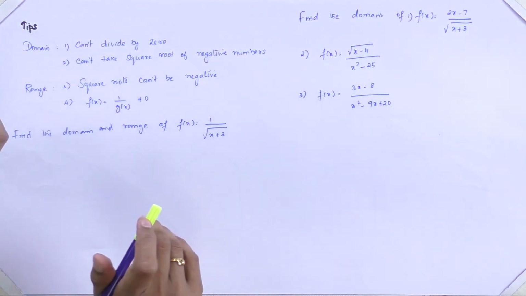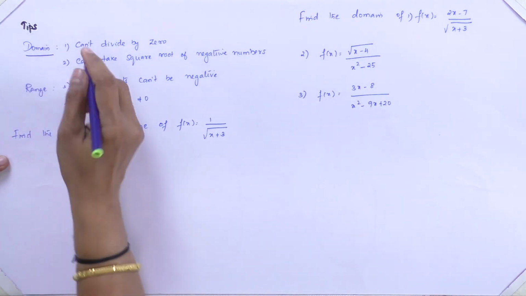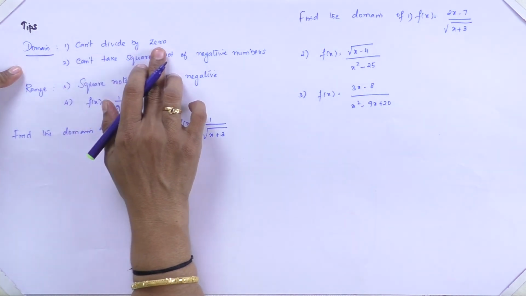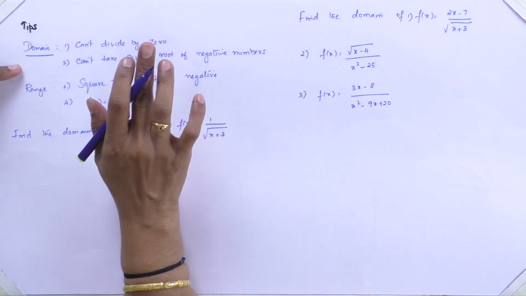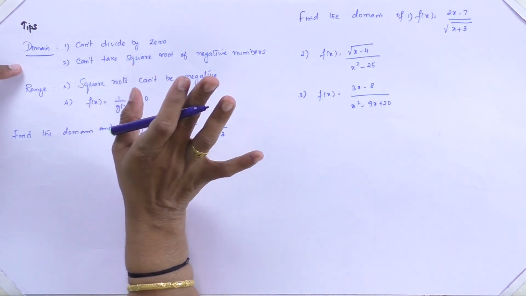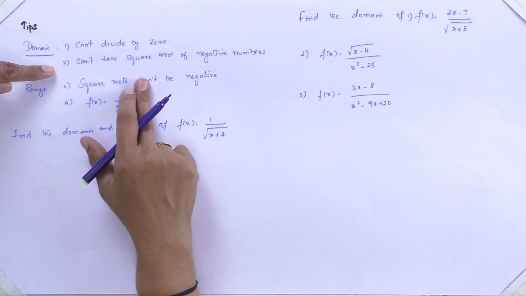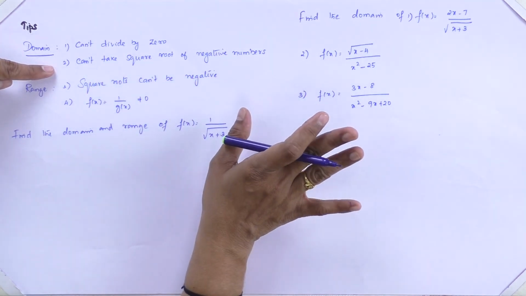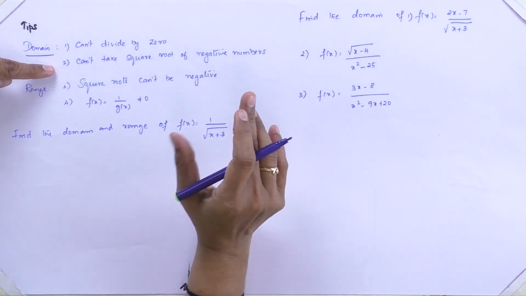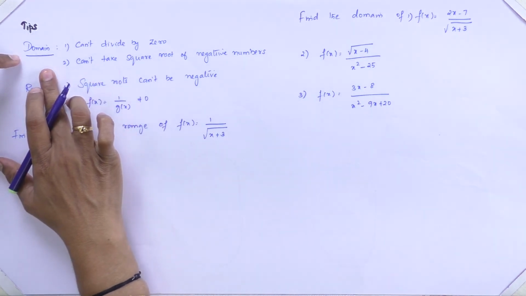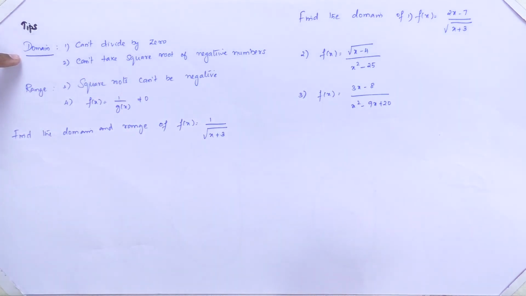In case of the domain, the first point says the function can't be divided by 0, right? So, definitely it cannot be divided by 0. That is the first point. The second point is that it cannot take square root of negative numbers, right? So, we cannot take square root of negative numbers. Those are the 2 points we will have to keep in mind while finding out the domain. The first point says it cannot be divided by 0, and the second, we cannot have square root of negative numbers.